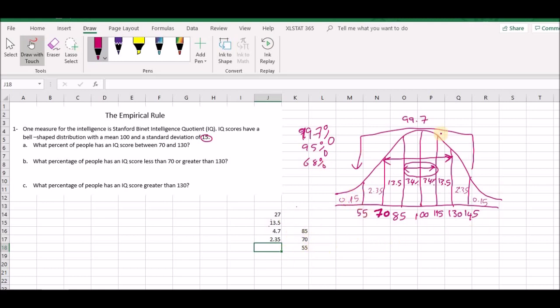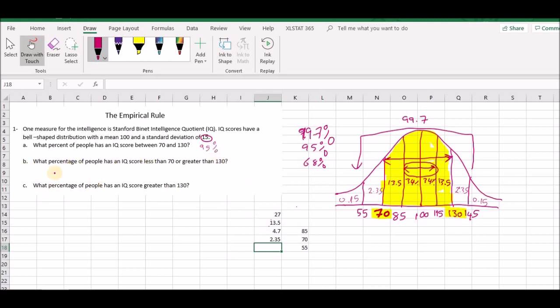Now we're done with all of the numbers. We can go back and solve these questions. To solve A, what percent of people have an IQ score between 70 and 130? 70 is right here and 130 is right here. We want all of the percentages between 70 and 130, so you add all of the percentages in this area. If you add them up, you end up with 95%. The answer to this question is 95%.